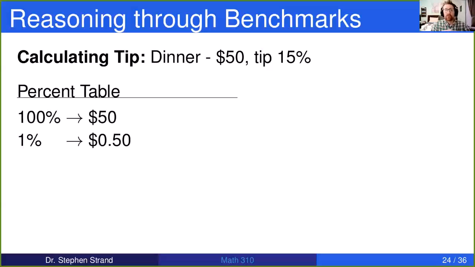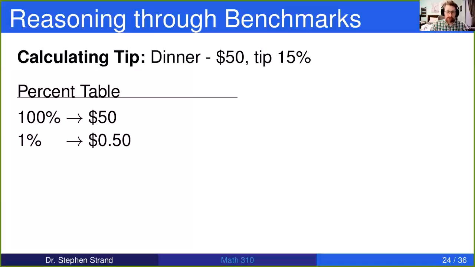So one way you could do that, the book actually talks about this as reasoning through 1%. So you can think about $50 as 100% of the bill, right? And then oftentimes it's not too hard to calculate 1%. So just divide by 100, or take 1/100th of the bill. And in this case that would be 50 cents. Now, I actually don't think 1% is a great benchmark to use in this problem because you still have to multiply that number by 15, which is not really very easy to do, especially not in your head.